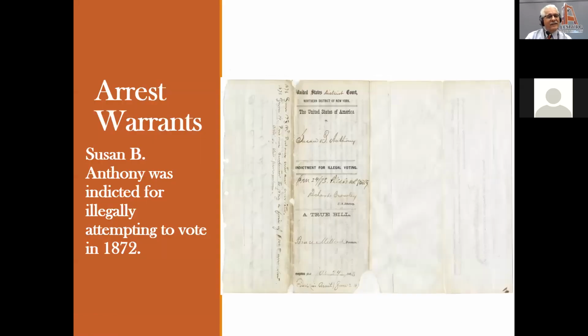Sometimes there are arrest warrants, because women did get arrested. And this is actually a warrant for Susan B. Anthony, because she attempted to vote, and that was illegal then, so they arrested her. And she actually went to court, and she complained that she was not only denied a jury of her peers, meaning women, she was denied a jury at all.